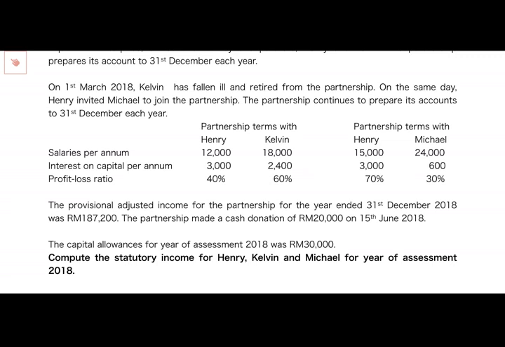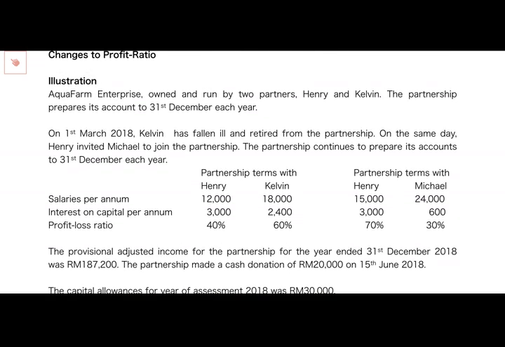Now again, I'm asking for statutory income from partnership business for 3 partners called Henry, Kelvin, and Michael. Now this is a story. Aqua Farm is owned and run by 2 partners, Henry and Kelvin, and they prepare accounts to 31st December. Now on 1st March 2018, Kelvin has fallen ill and retired from the partnership. And they say that on the same day, Henry invited Michael to join the partnership. Now you see that's a change.